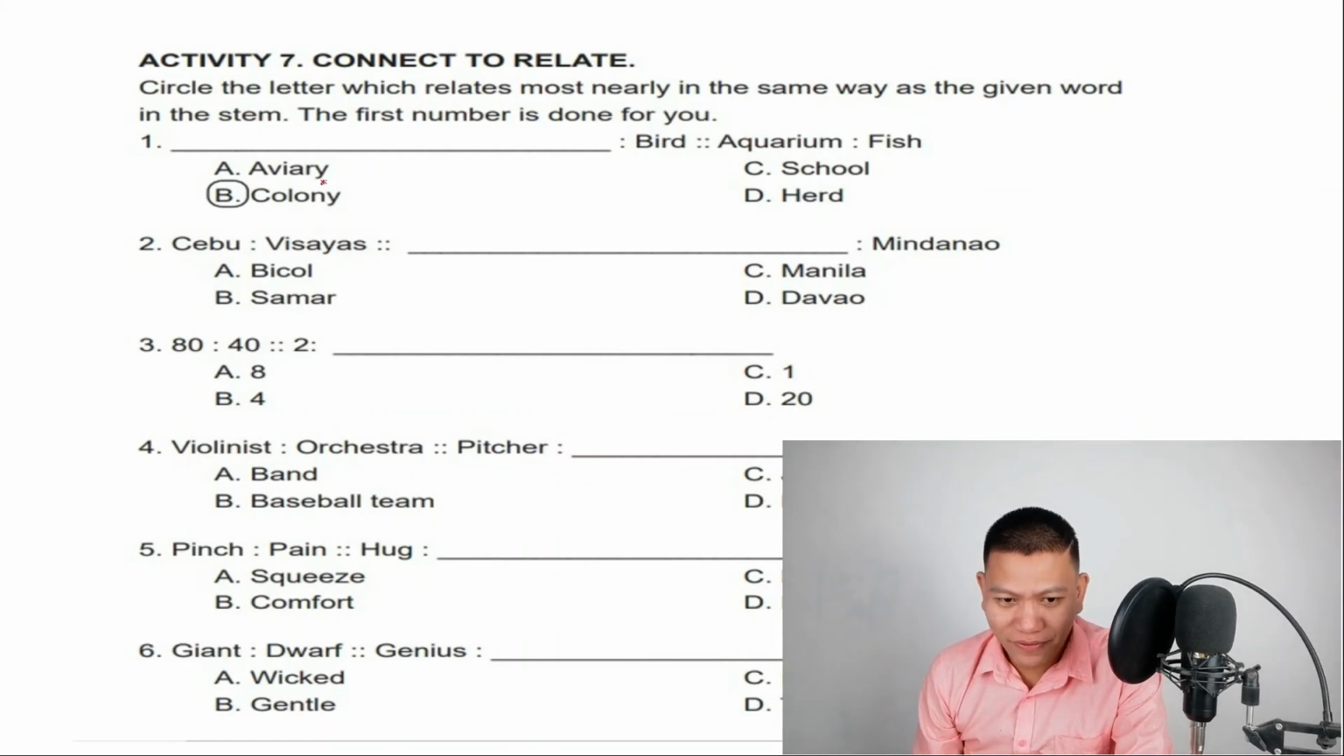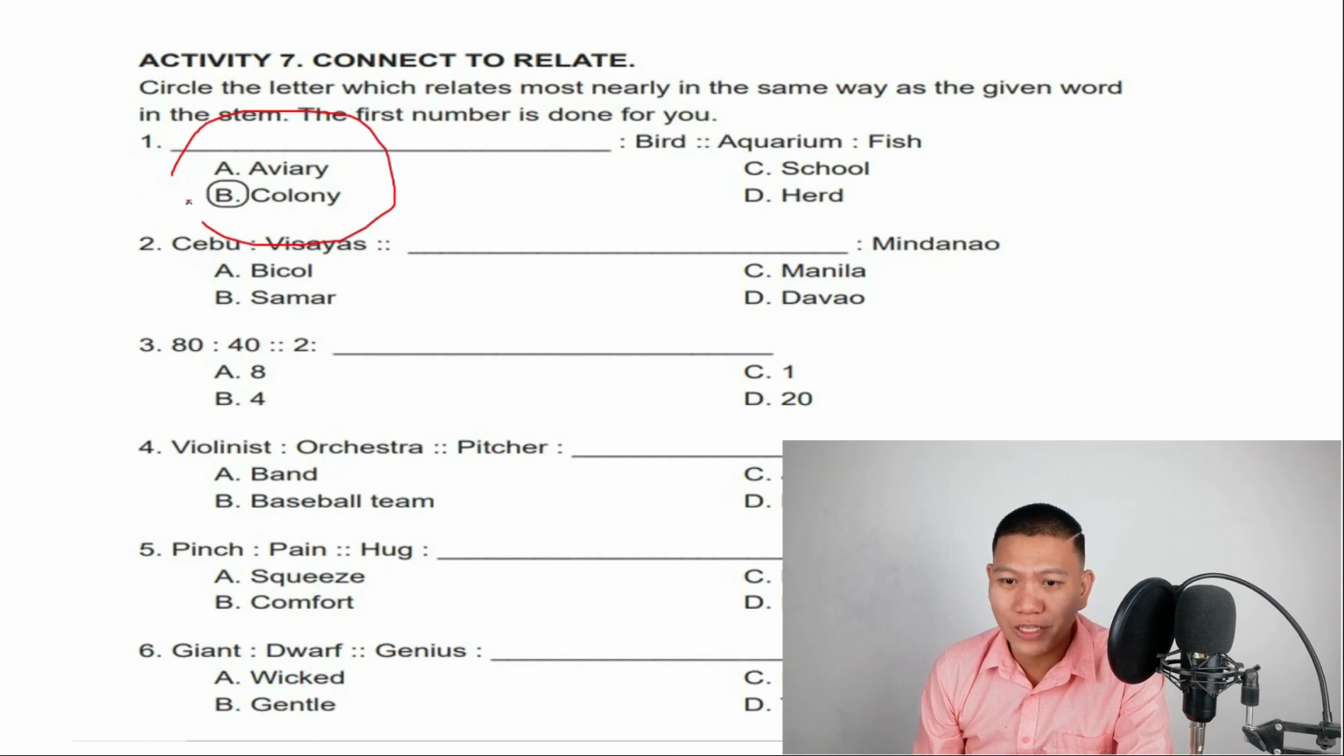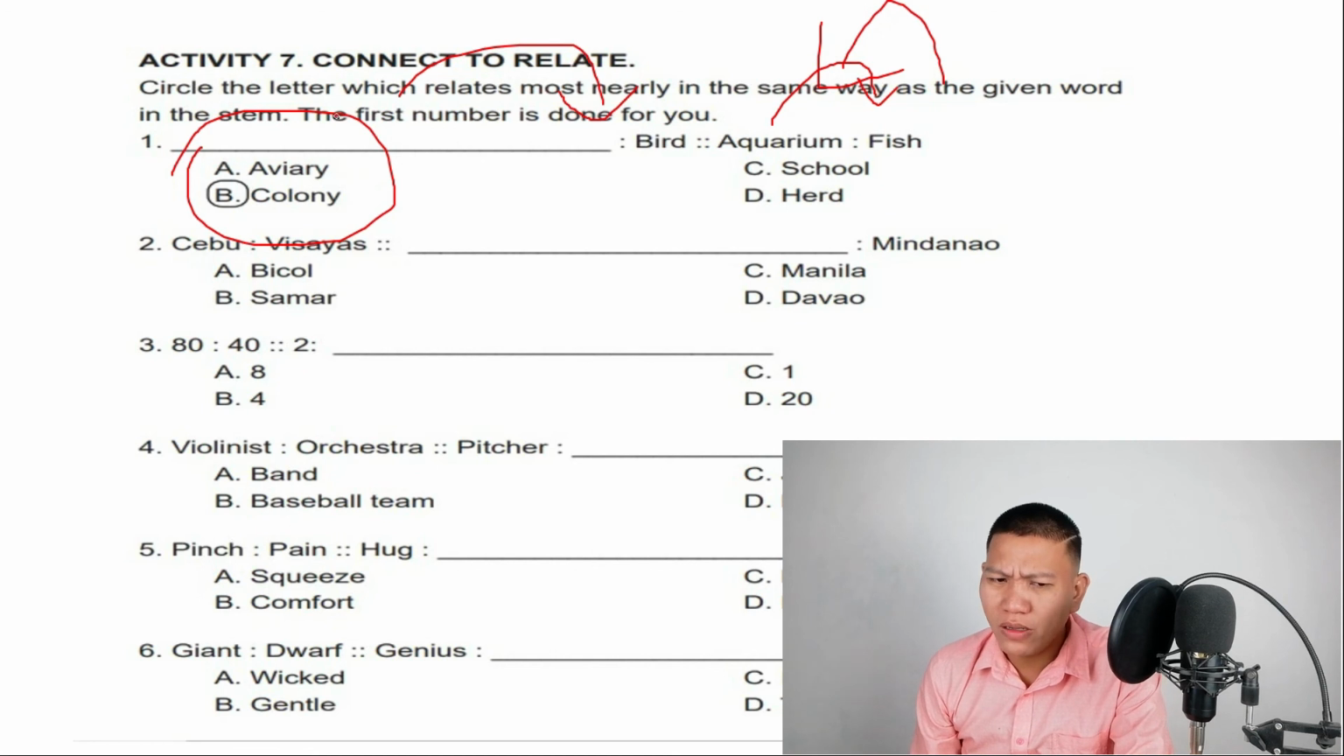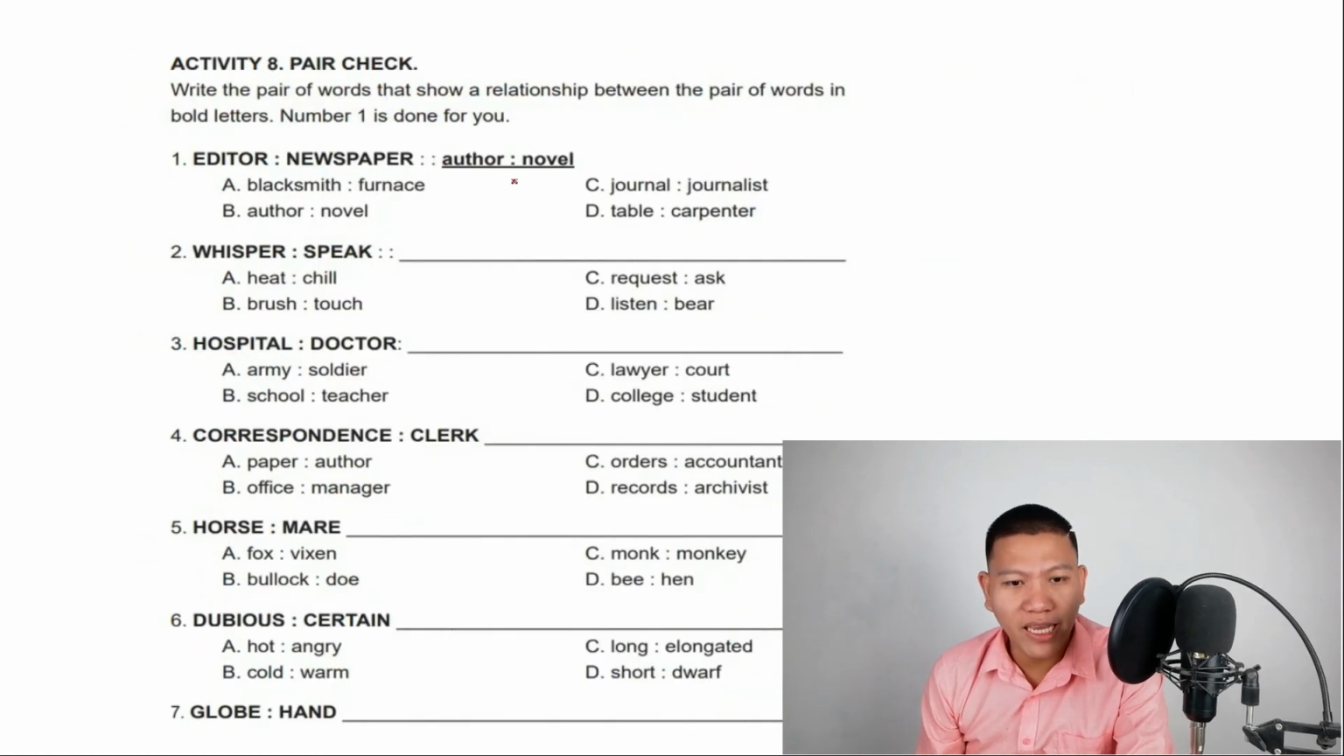Number 7. Okay. You are to identify the word that completes the analogy. Number 1 is quite confusing, though it's correct. There are 2 possible answers. Colony is to bird. A bird stays in a colony. And then aquarium is to fish. Fish stays in an aquarium. Others also write aviary because it's also a cage. So either is accepted.